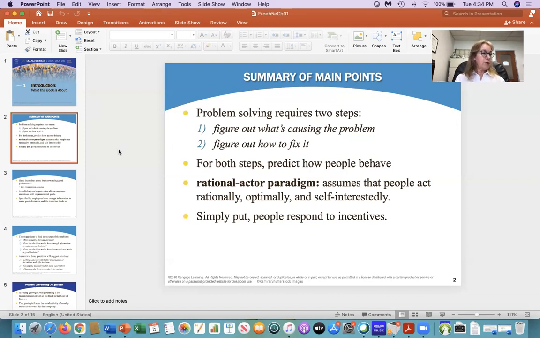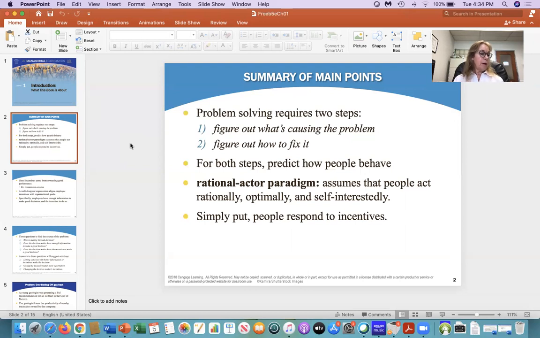All right, so let me make sure I've covered all the main points here. Economics is a rational actor paradigm. It assumes that people act rationally, optimally, and self-interestedly. Simply put, people respond to incentives. This paradigm can help you figure out why people behave the way they do and how you can motivate people to change. So to change behavior, you simply have to change the self-interest. You can do this by changing incentives.